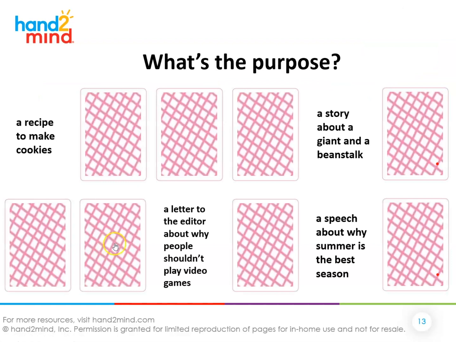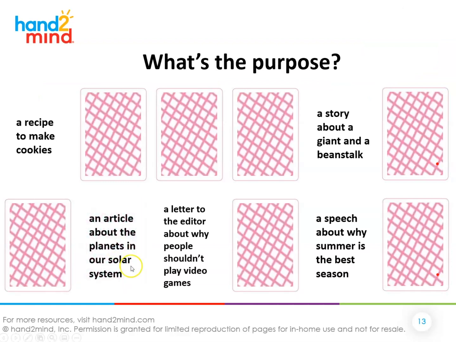Now, let's flip over our last card. An article about the planets in our solar system. If I read an article like this, what do you think the author's purpose would be? To persuade, inform, or entertain? Say your answer out loud.